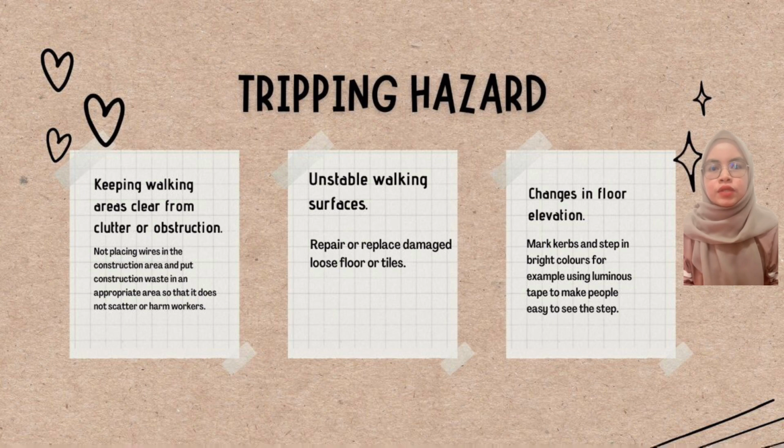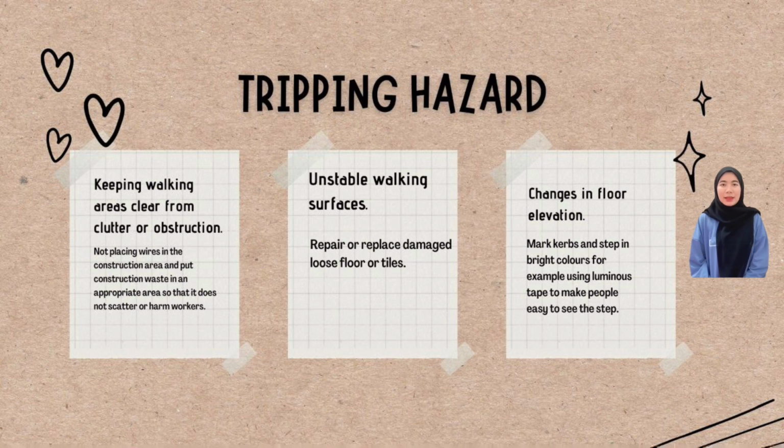Second, unstable walking surface: repair or replace damaged or loose floor or tile. Ensure periodic inspection of floors for damage or irregularities. Third point is change in floor elevation. Control strategies for this point: we should mark curbs and steps in a pathway in bright colors. For example, using luminous tape to make steps easy to see and prevent tripping.